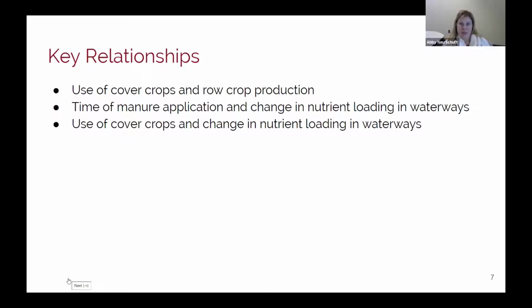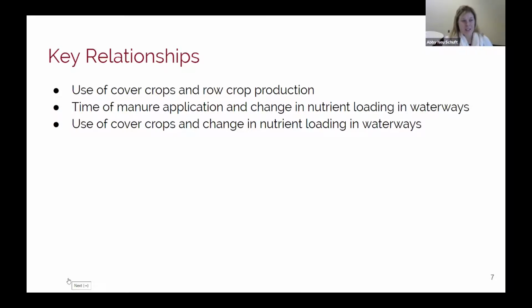And the timing of manure application, post-harvest, pre-harvest, working alongside some of those weather abnormalities, and then how that can affect the nutrient loading in our local waterways, which then ultimately affects the Gulf of Mexico.